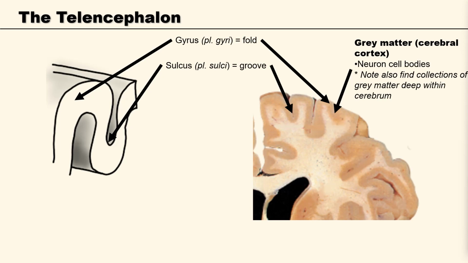Other grey matter areas of the brain are collectively termed the subcortical grey matter, and are not the focus of this video. The white matter tracts are made up of myelinated nerve axons, and these can be seen travelling in a predictable way throughout the telencephalon.